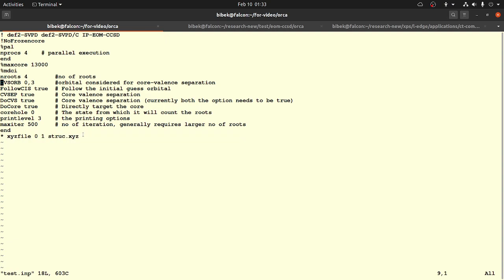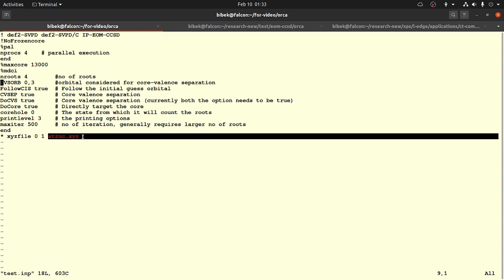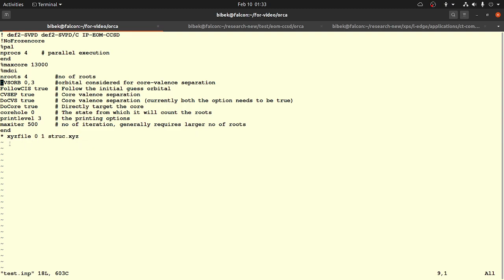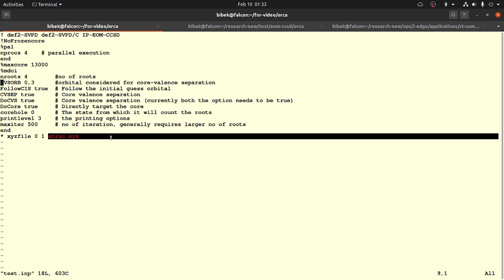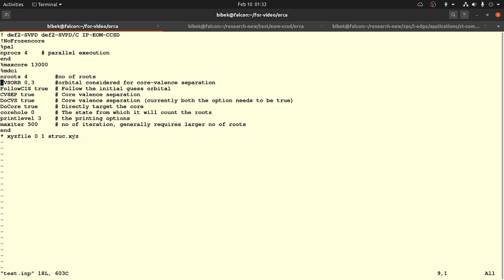And then next is the XYZ file. Since I have this struct.xyz file, I can directly use this name, or you could paste the coordinates here directly. But when you go to larger molecules it becomes difficult, so it's better to always put your coordinates in a file and just use that file. This is all about the input file, and you can also get this from the ORCA manual, as well as from the ORCA discussion forum.